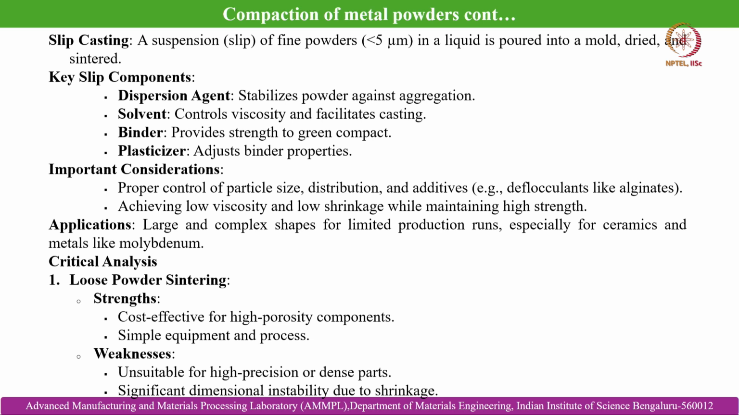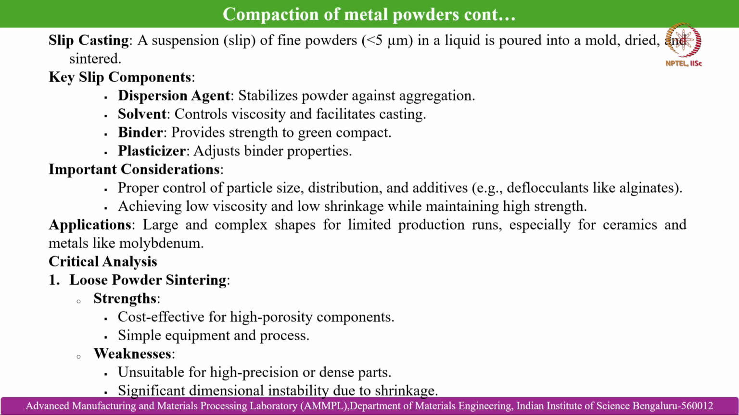The key slip components are dispersion agents, which stabilize powders against aggregation. They act almost like a coating over the individual powder particles, so that they do not get agglomerated, so that we can achieve uniform dispersion of powder particles in the green compact, and also that can save anisotropic properties from being generated in the sintered part.